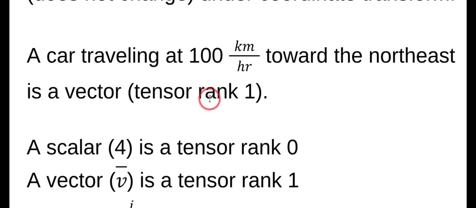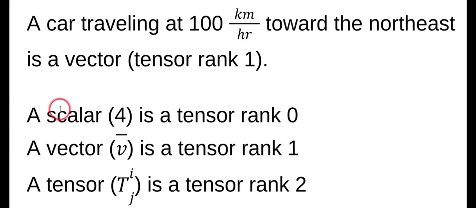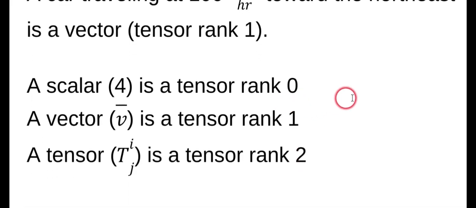All right. Just some basics. A scalar, like the number 4, is a tensor of rank 0. A vector, which we write sometimes like this, is a tensor of rank 1. Then anything larger than that, we just call a tensor. Here's an example of a tensor with 2 indexes. So this is a rank 2 tensor, okay? So we got the basics.